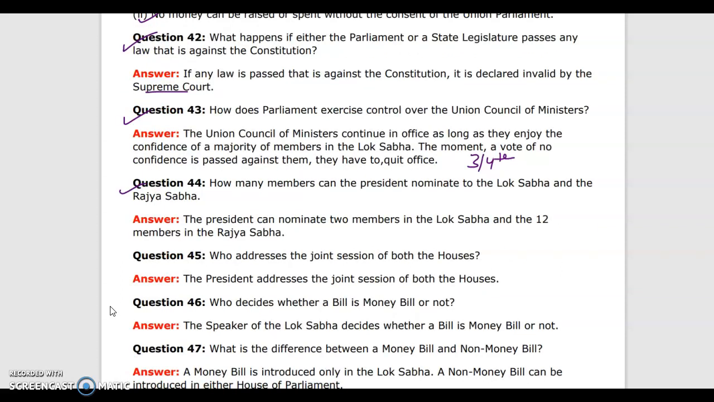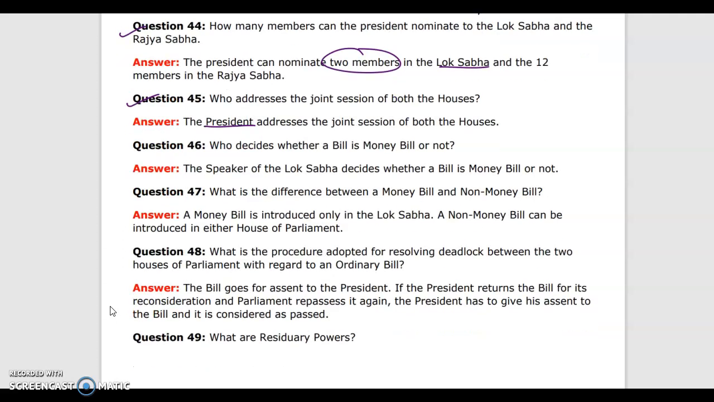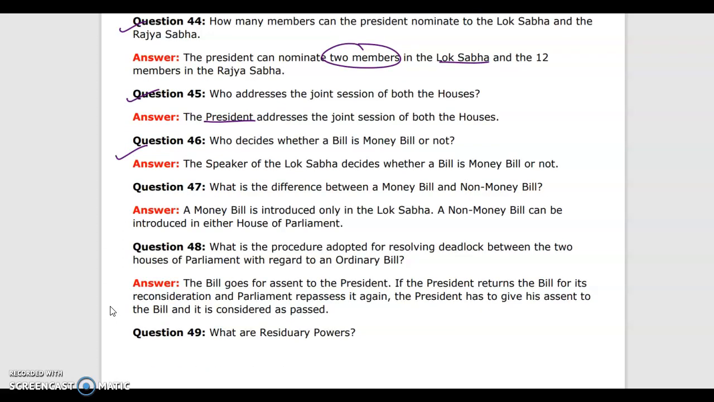How many members can the president nominate to the Lok Sabha and the Rajya Sabha? For Lok Sabha, it was 2, but now it is not there in the constitution. It has been removed. For Rajya Sabha, it is 12 members, and these are people who are good in literature or maybe any other special personality. Who addresses the joint session of both the houses? Answer is the president. Who decides whether a bill is money bill or not? Answer is Speaker of the Lok Sabha.